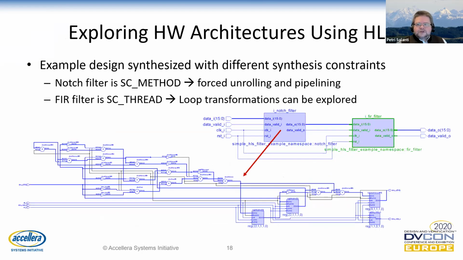The example design was synthesized with Catapult HLS using different synthesis constraints to generate a minimum resource, long latency version, a medium-sized version using 4 multipliers in the FIR filter, and a fully parallel version with 2 cycles latency and throughput of 1. The notch filter is modeled as an SC_METHOD that forces the synthesis to a single clock cycle fully parallel implementation. The FIR filter module is an SC_THREAD that allows the HLS tool to generate different implementations. The notch filter could also have been implemented as an SC_THREAD if a multi-cycle implementation is needed.